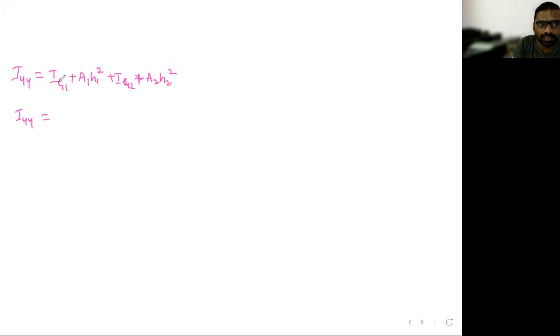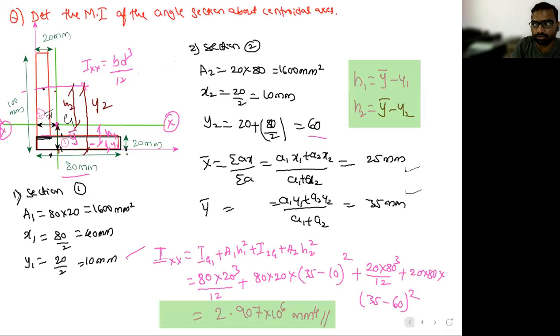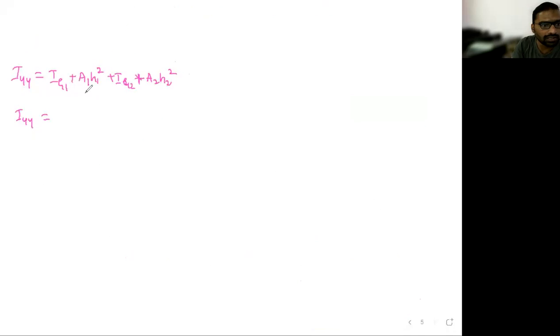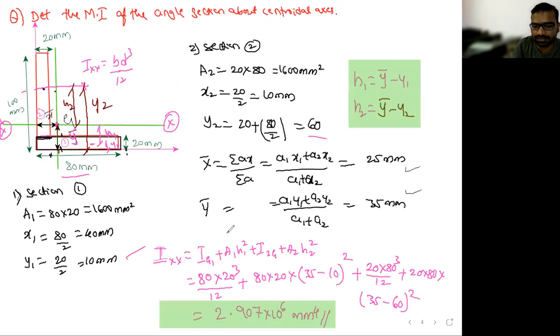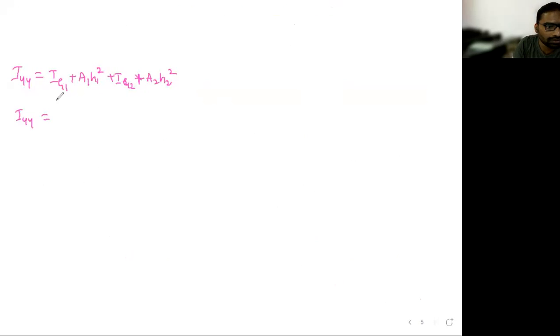So next, IYY is equal to IG1, first section, with respect to which axis you are taking, is it with respect to XX or YY? YY. Okay, so here we have to write IGY. Let it be, no problem. If it is about XX it is BD cube by 12, if it is about YY then it is DB cube by 12. So I will write here DB cube upon 12. Is it correct everyone?